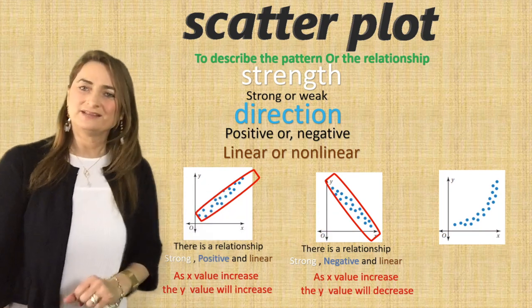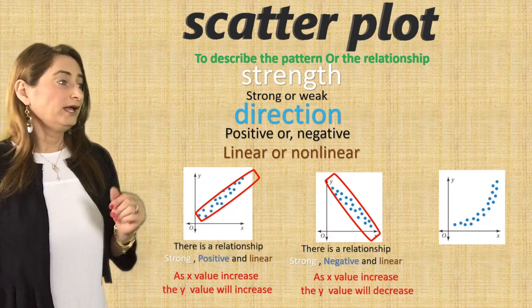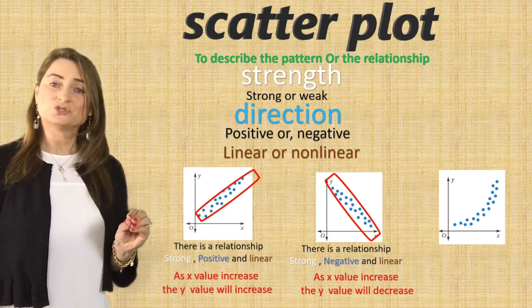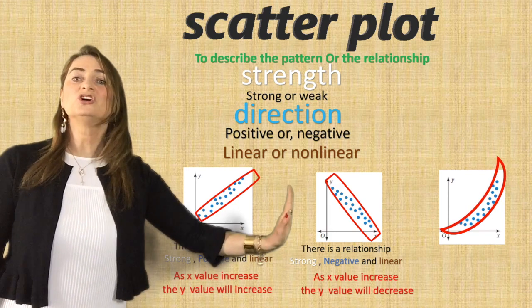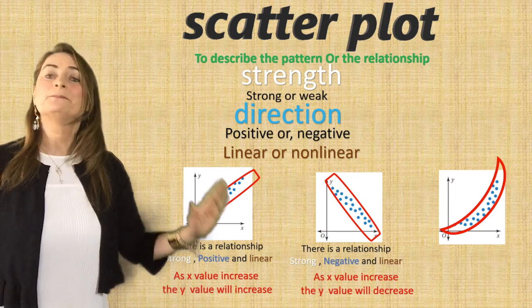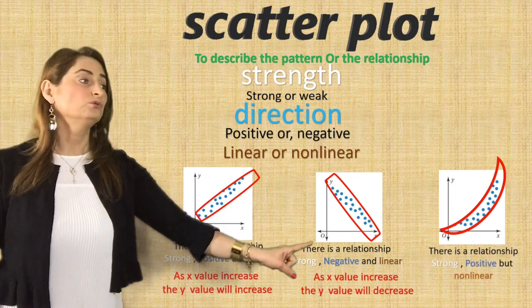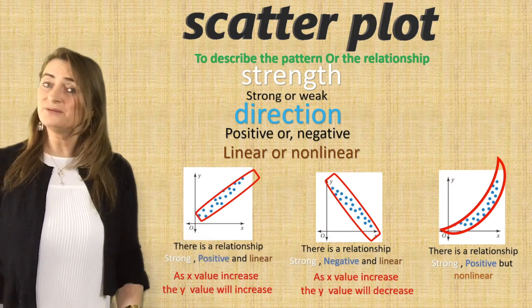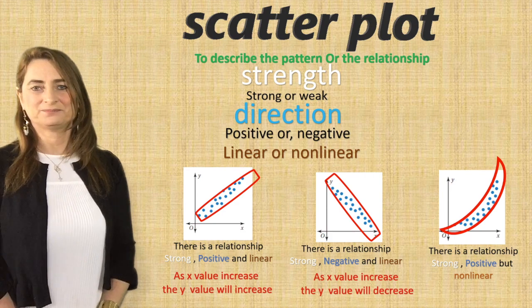Now let's talk about the last example. Again, it is a scatter plot, and I can tell that those dots are close to each other, but watch how it curves. So there is a relationship because there is a pattern, but that pattern curves up, which means it is a strong, positive relationship, but it's nonlinear.